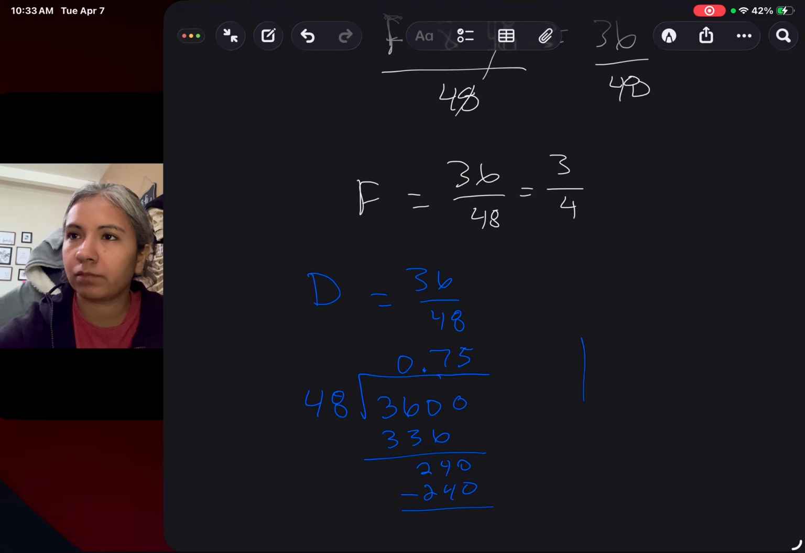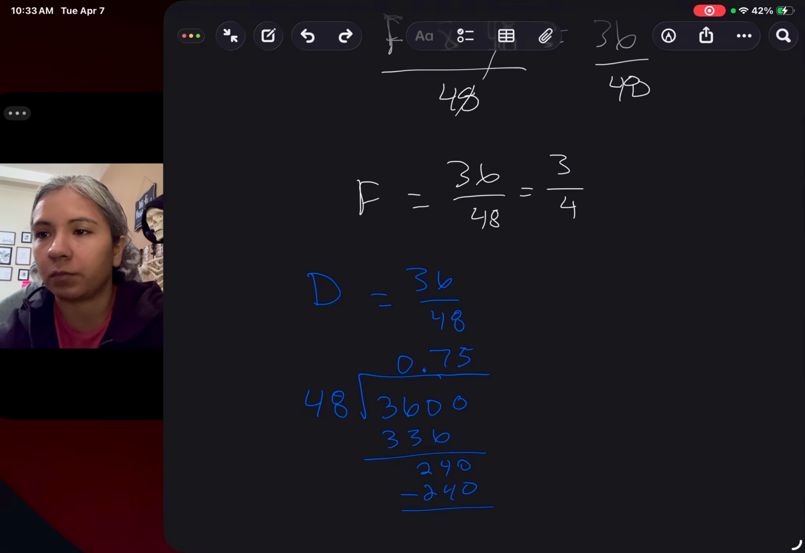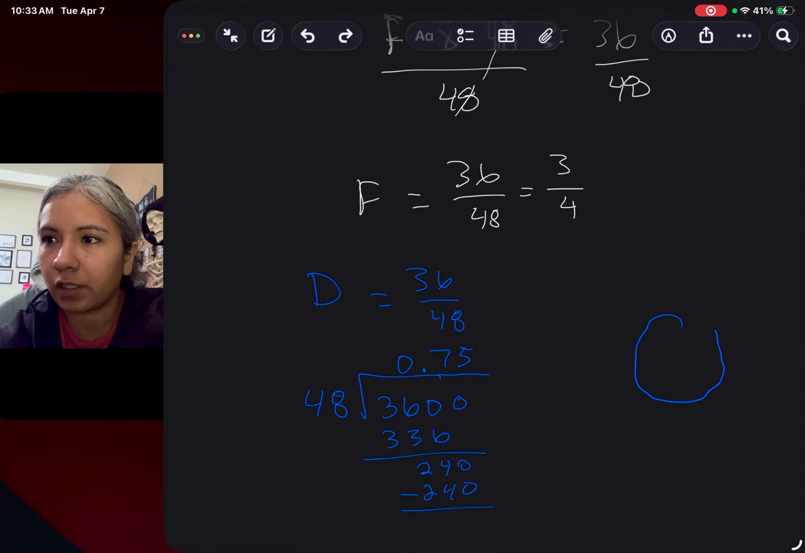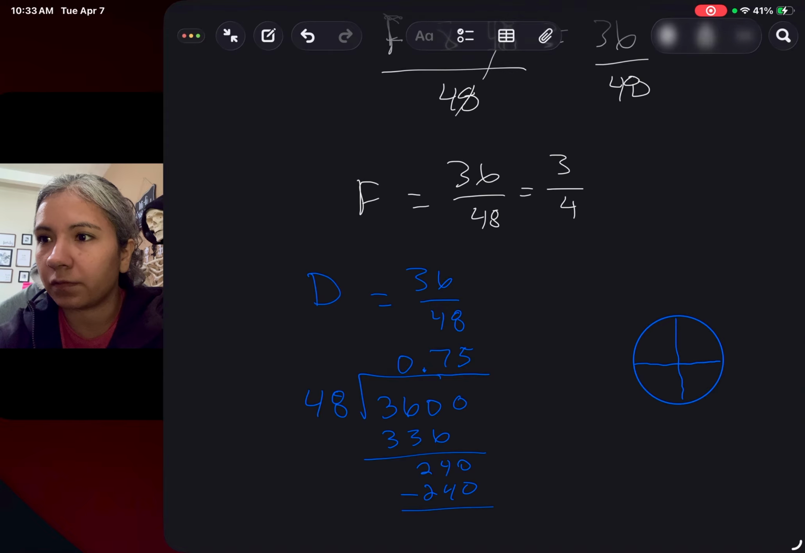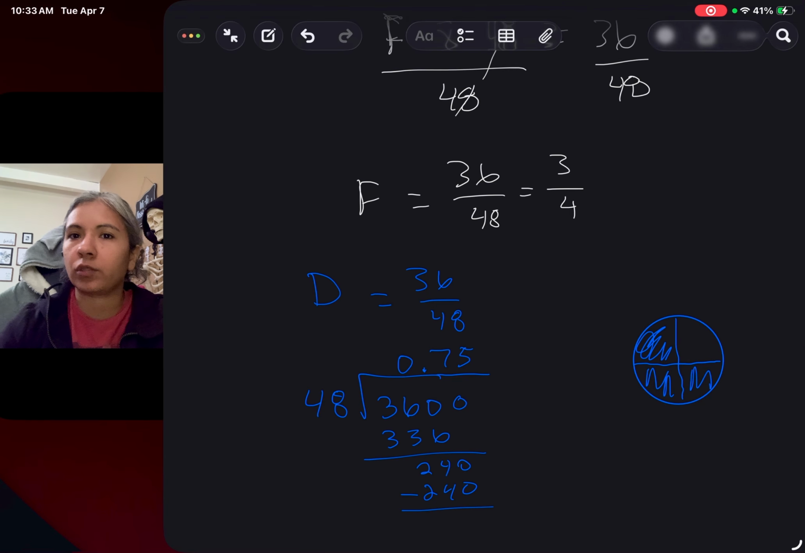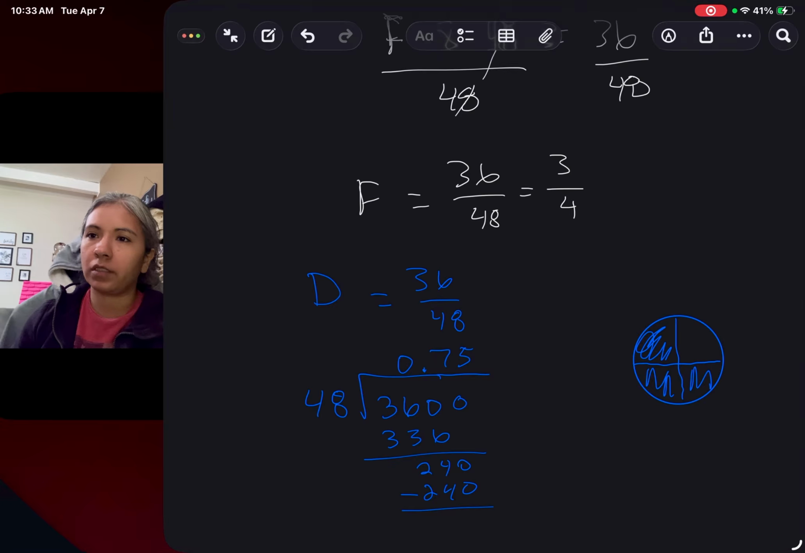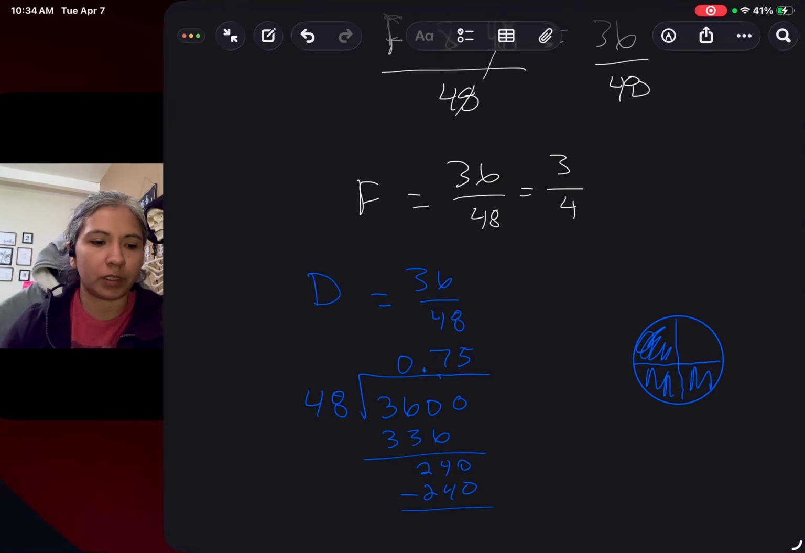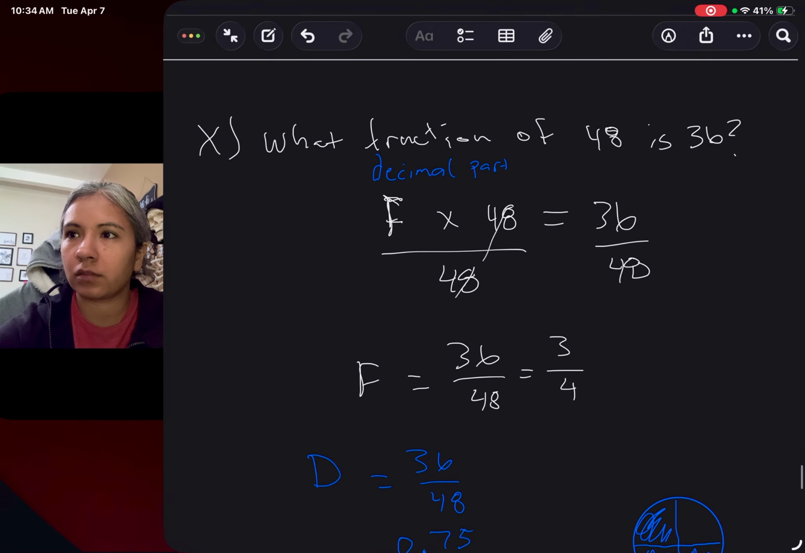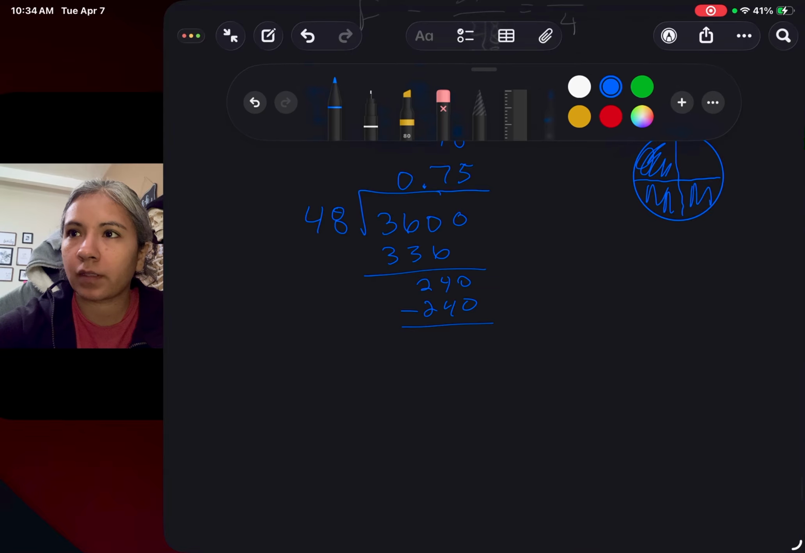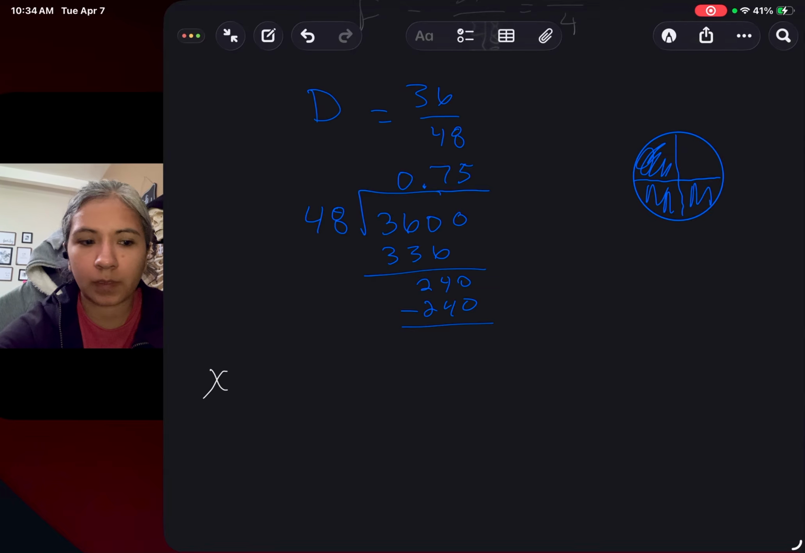You might know if you do a pie chart, since this is even, and divide it into 4, every part is 0.25, a quarter, and if you have 3 of them, it's 0.75. So that would be if it was the decimal part of that.